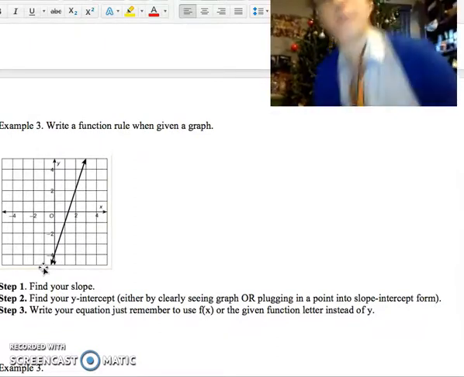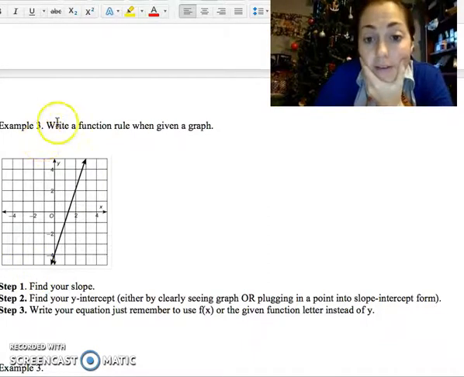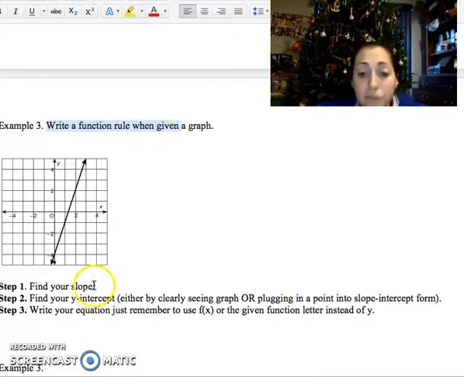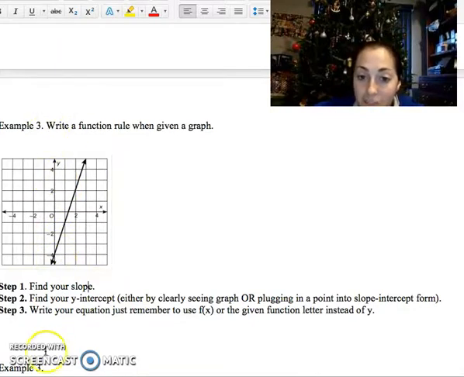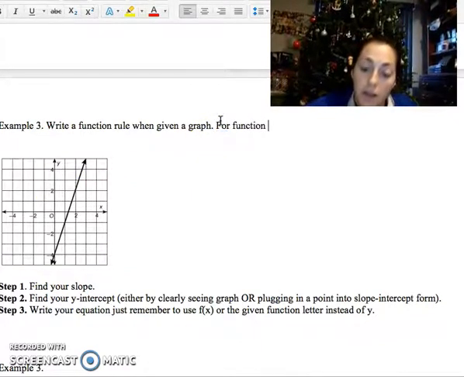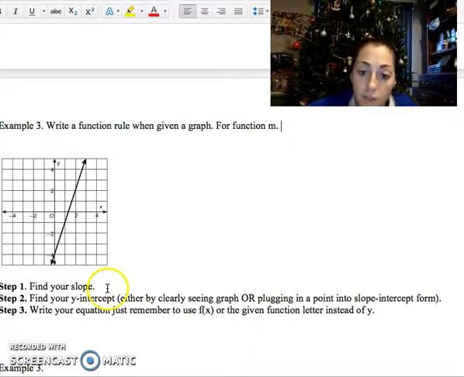And now we have example 3. In example 3, we have a graph, and you need to write a function rule when given a graph. So no different. We've already done this, but the only difference is your y-intercept is really like your function of x. Typically they tell you what the function is. So this could be function m of x, right? So function m, and we still find our slope. You got to look and see where you can rise and where you can run.